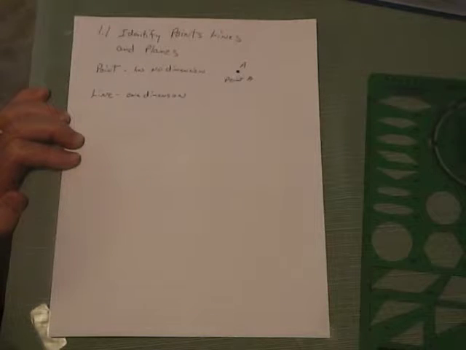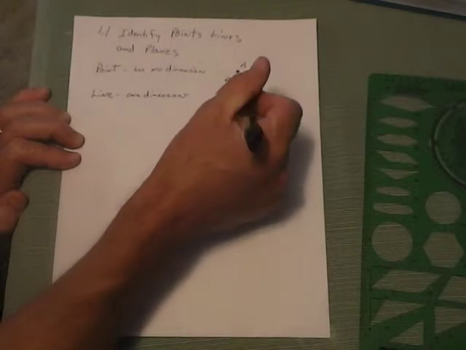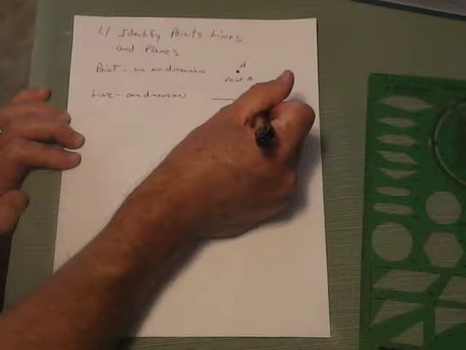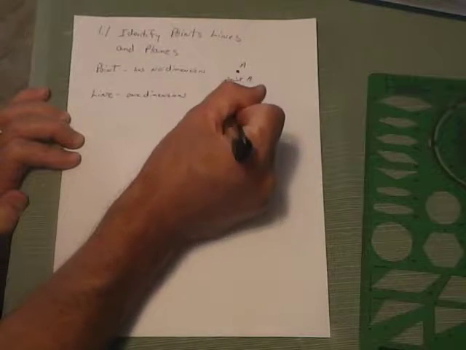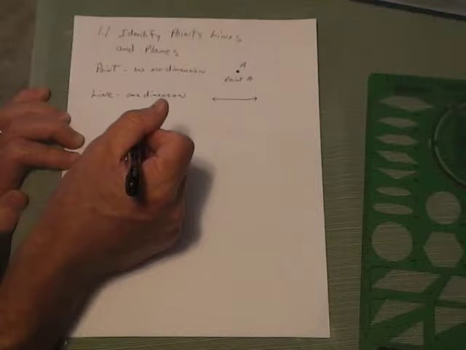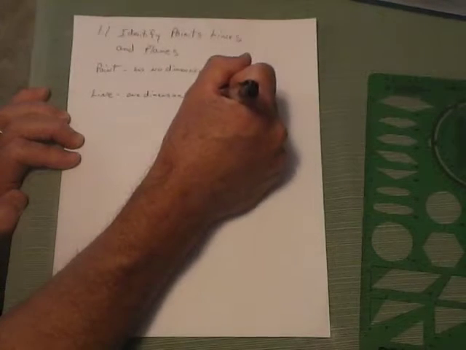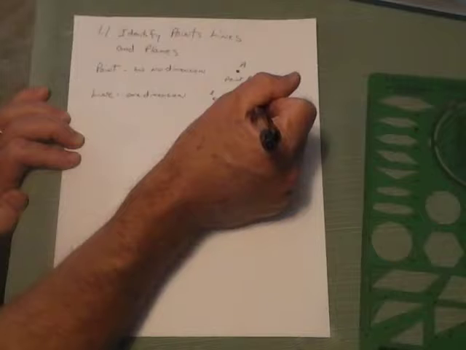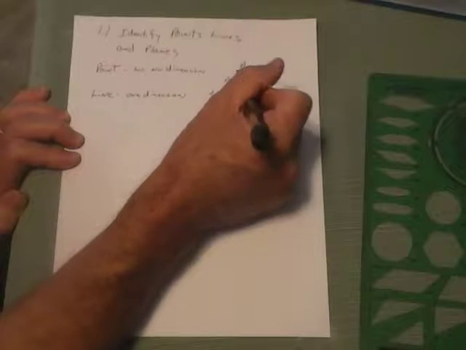okay, it's represented by two arrows, but it extends without end, and that's what the arrows mean. So when you draw a line, you have to put arrows on the end to show that it continues forever in all directions, in both directions. There are several ways you can label a line.